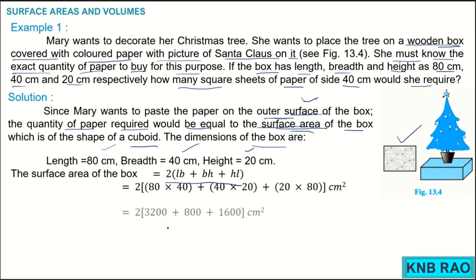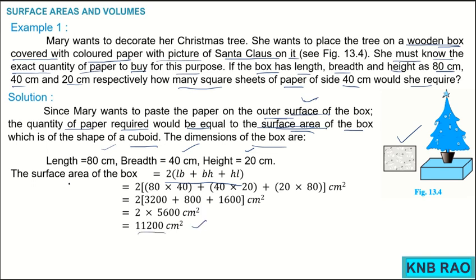So, put together, 80 times 40 is 3200, 40 times 20 is 800, 20 times 80 is 1600, and the summation of this will give you 5600. Twice that gives you 11,200 centimeter square, being the total surface area of that box.